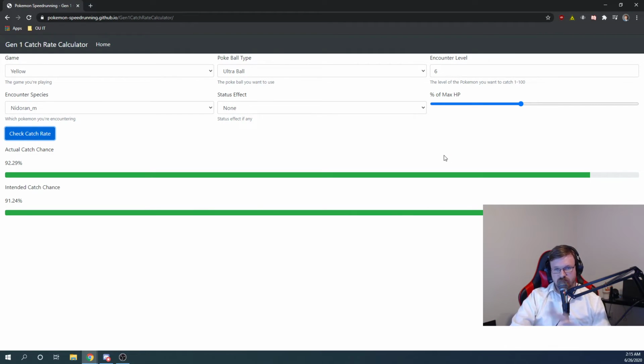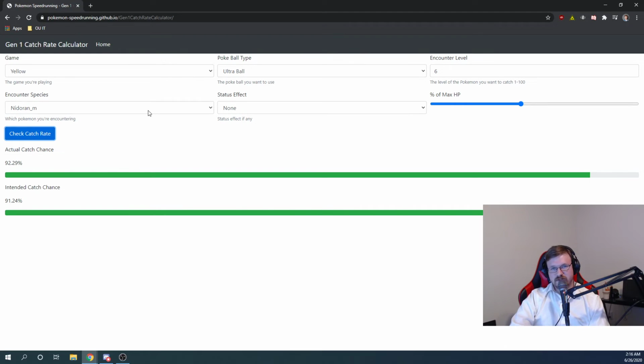It will vary depending on the exact scenario. So there's all sorts of processing done to math out the RNG and figure this out. But it's showing here that you get a 92.3% instead of a 91.2% for Nidoran male in this scenario where you have a lower percent of max HP.